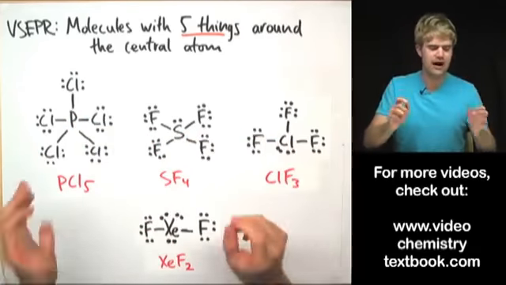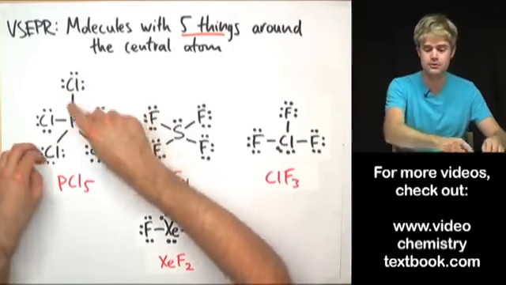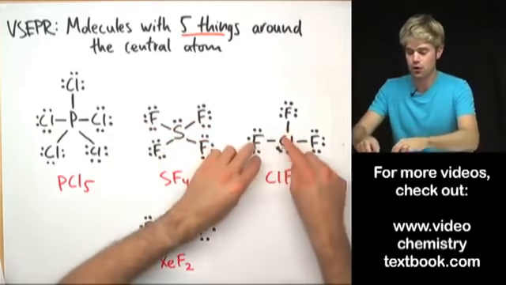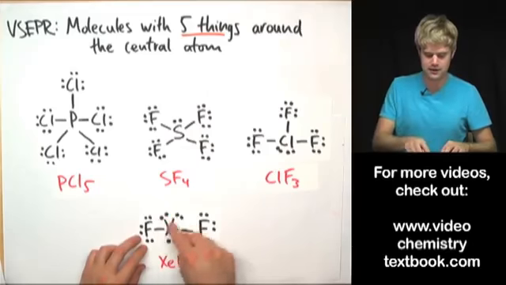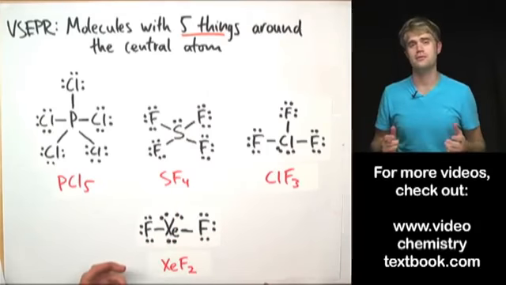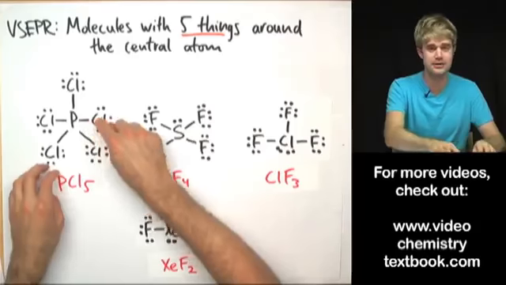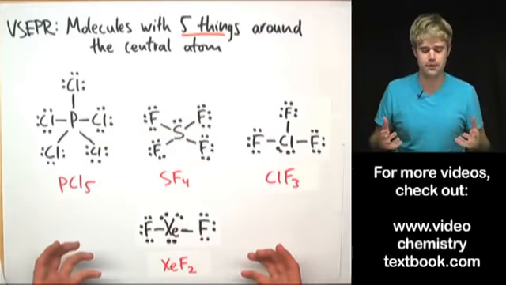And these 5 things can either be 5 bonds to other atoms, or they can be 4 bonds and 1 lone electron pair, or 3 bonds and 2 lone electron pairs, or 2 bonds and 3 lone electron pairs. The point is these 5 things can be any combination of bonds to atoms or lone electron pairs, okay?